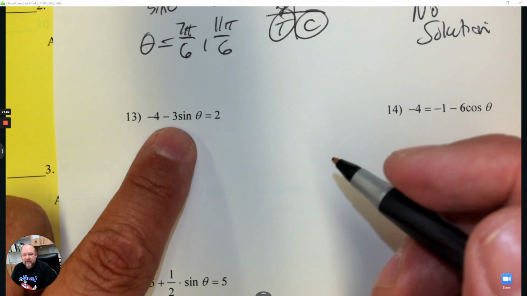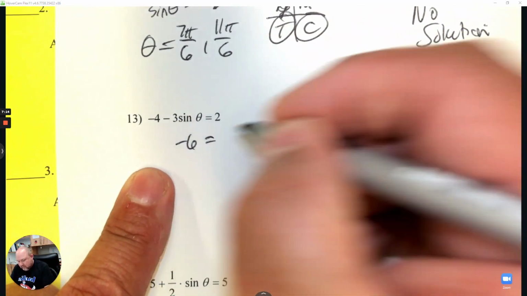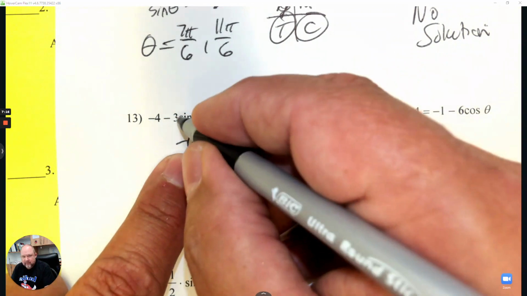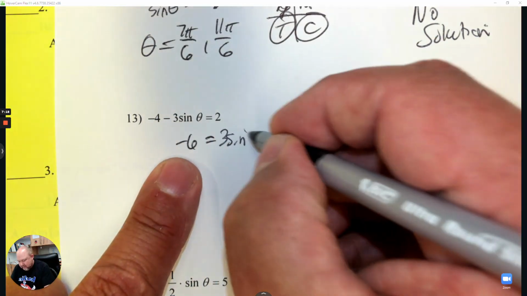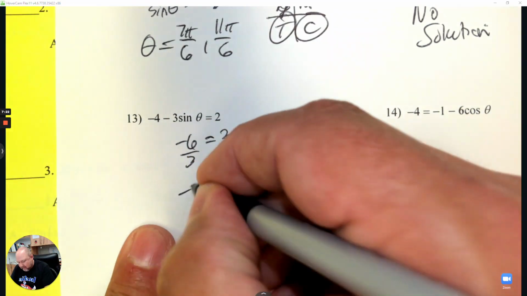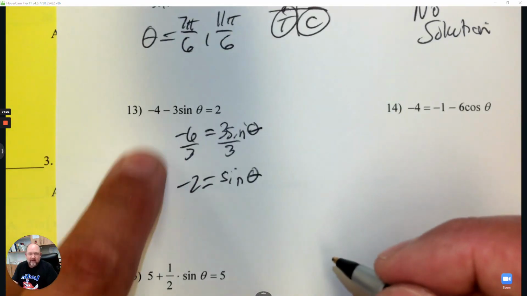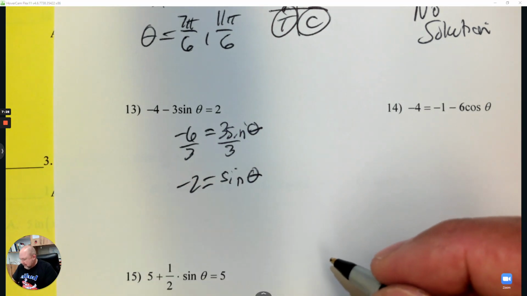13, to get sine theta by itself, I'm going to subtract 2. So negative 4 subtract 2. I'm also going to add 3 sine theta. It's good to have strong algebra skills that don't take an hour to get to there. So I'm going to divide by 3, and then I have sine theta equals negative 2.